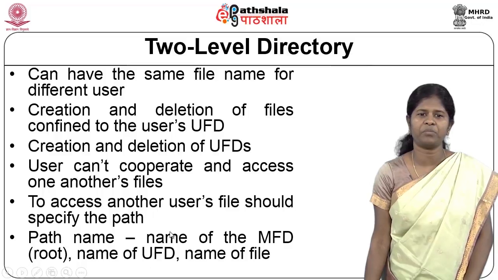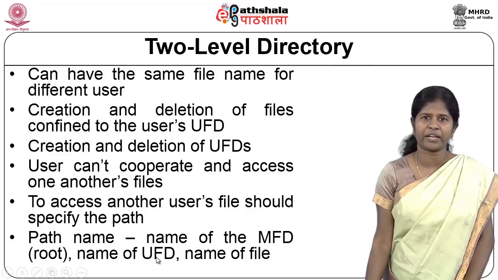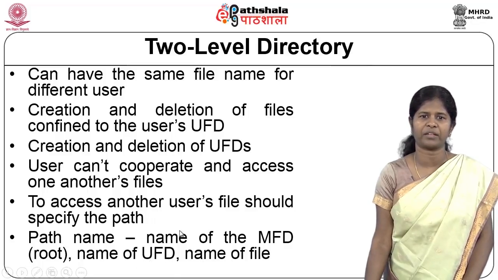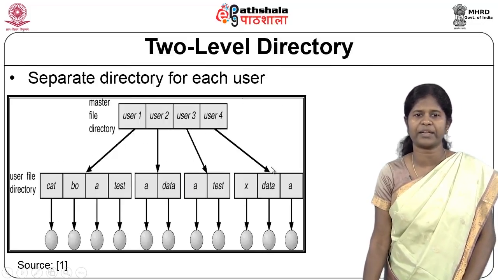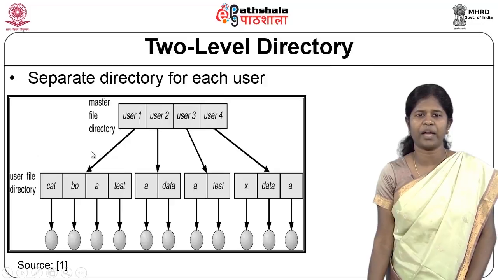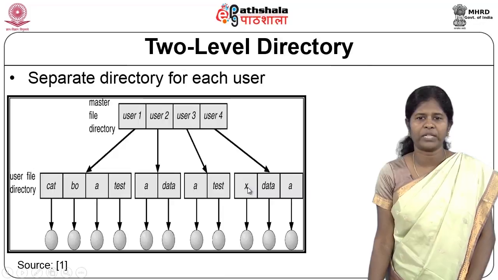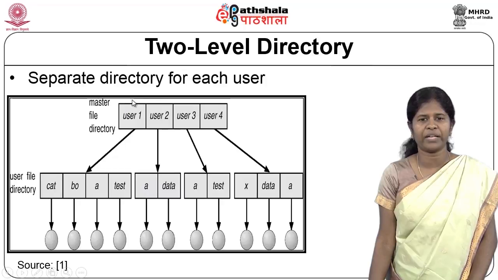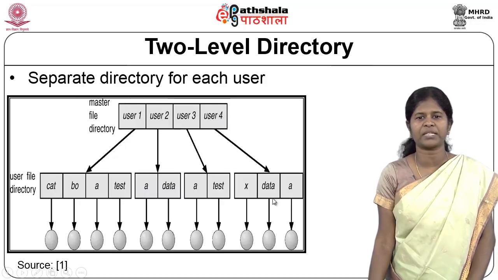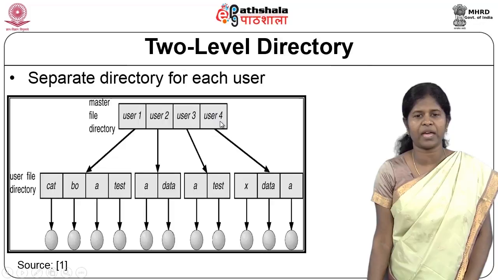It will start from the master file directory, then it will have the user file directory, and then it will have the name of the file. So, if one user has to use another user's directory, say for example, this user has to access directory X, and within that he has to access this file X of user 4, then he will have to specify the path as user4/x. That is how he has to use. He has to specify the master file directory, then the name of the directory beneath it, and then the name of the file.